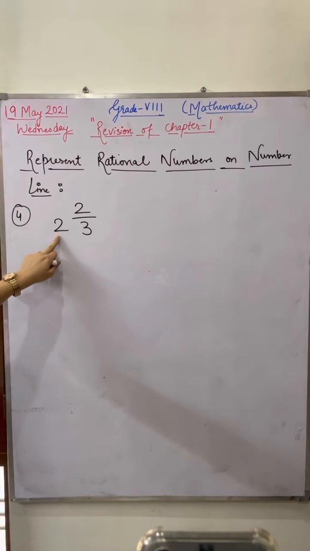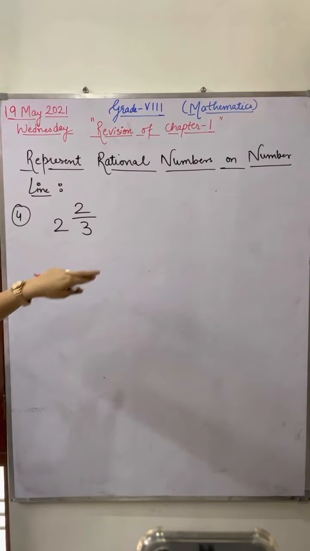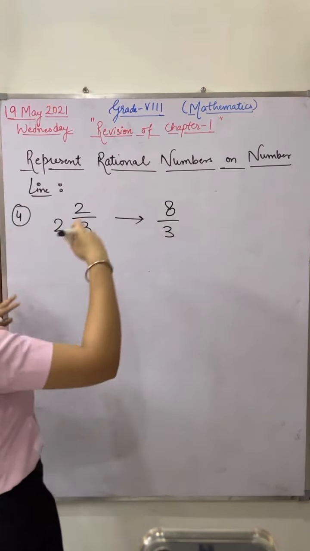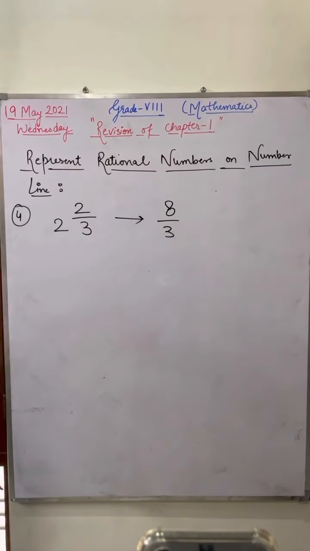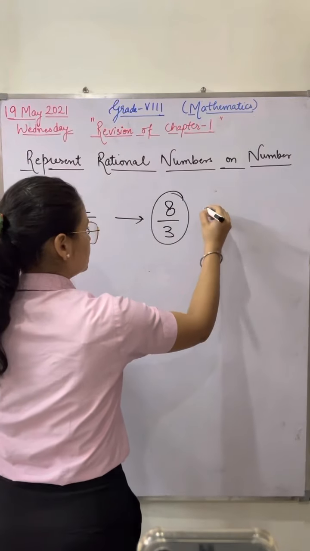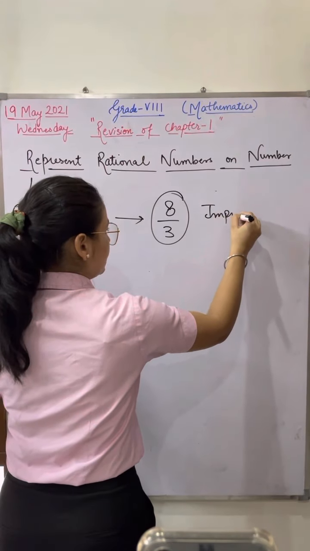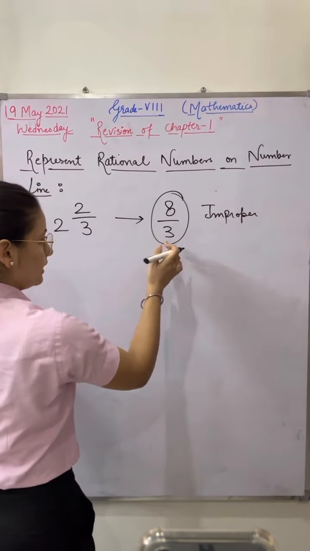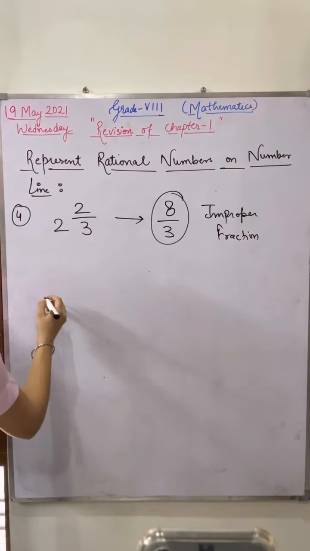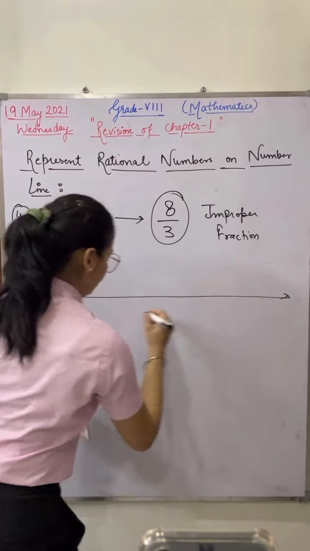3 2s are 6 plus 2, 8 upon 3. It will be 8 upon 3. Now please tell me, is this a proper fraction or an improper fraction? Very good. This fraction is an improper fraction because the numerator is bigger than the denominator. So you have to make a number line.